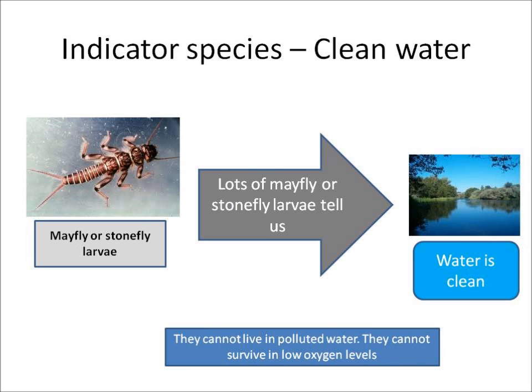If I count lots of mayfly larvae or stonefly larvae, that probably tells me that the water is clean and not polluted. If there aren't any, it probably tells me that the water is polluted. Mayfly larvae and stonefly larvae cannot live in polluted water because there's not enough oxygen in polluted water for them.